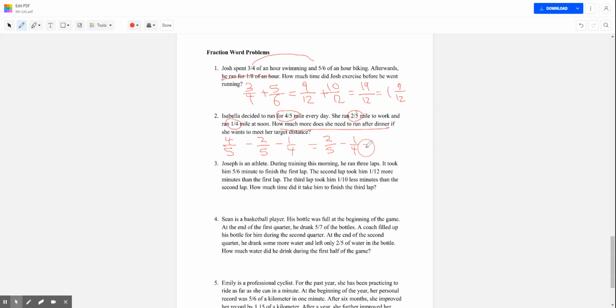And we have to subtract once more. We're going to get the common denominators by multiplying this value by 4 over 4, multiply this value by 5 over 5. So we get 8 over 20 minus 5 over 20, which is 3 over 20.